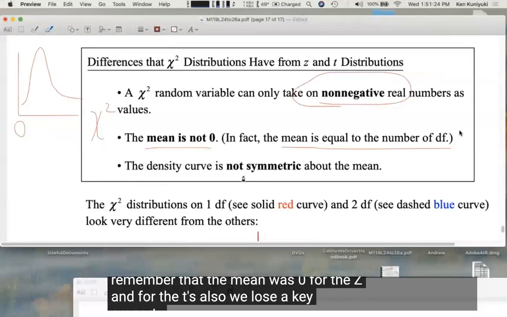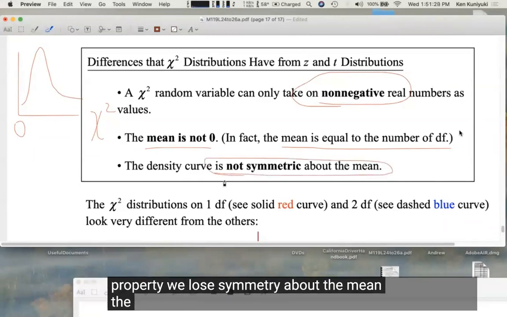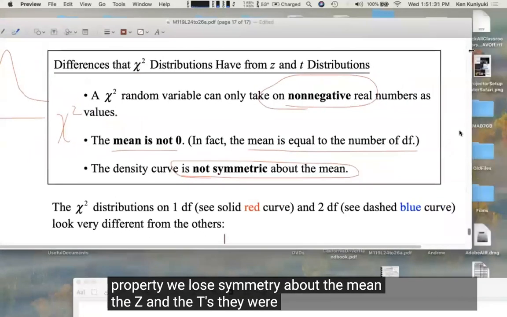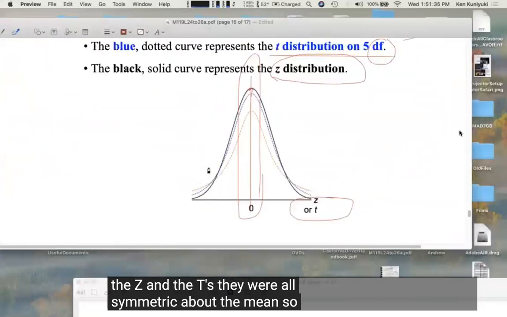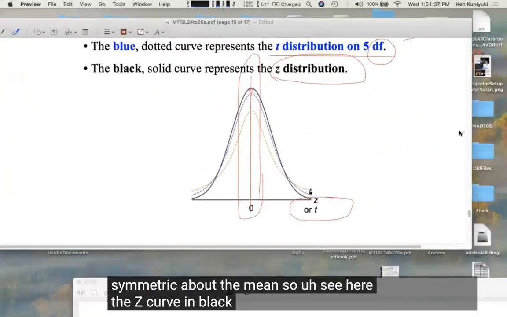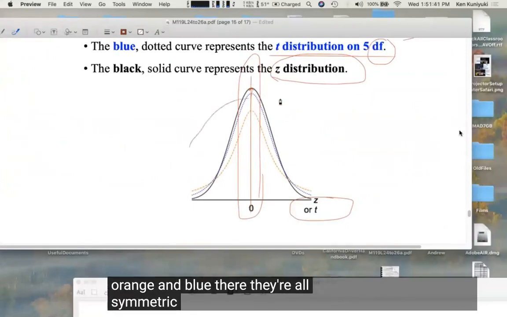Also, we lose a key property. We lose symmetry about the mean. The Z and the T's were all symmetric about the mean. So see here, the Z curve in black, the T curves in orange and blue, they're all symmetric about the mean line at 0.